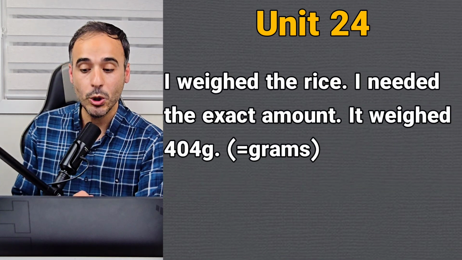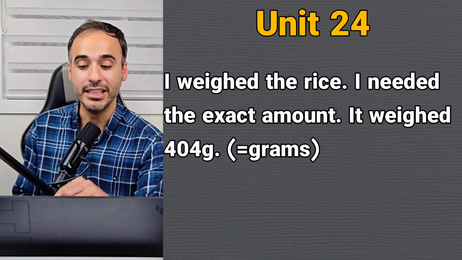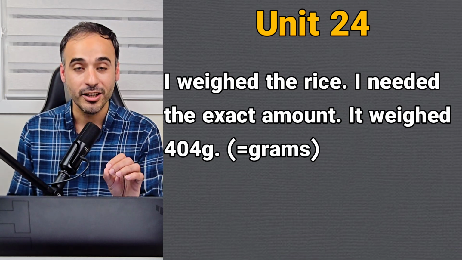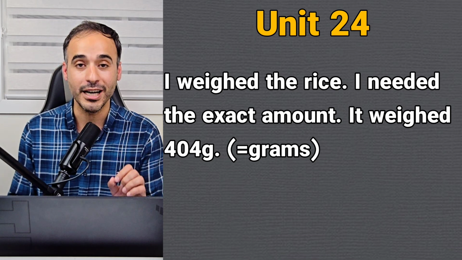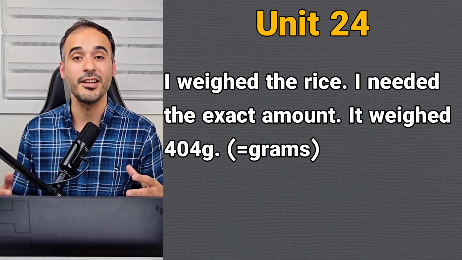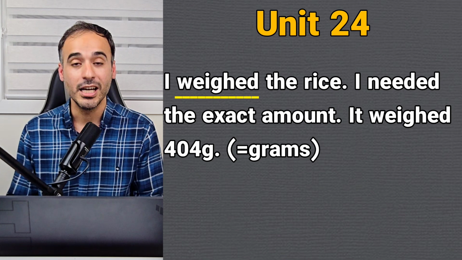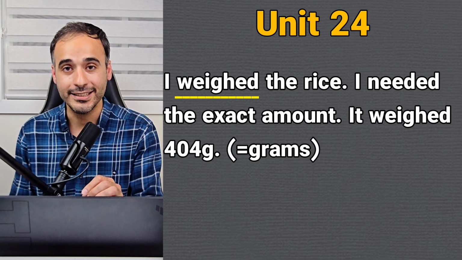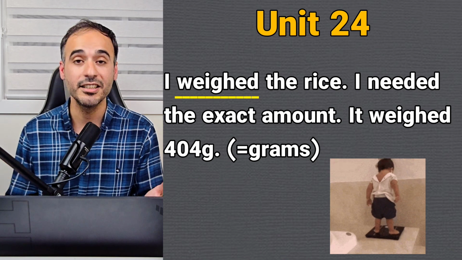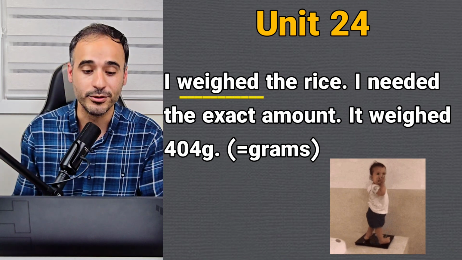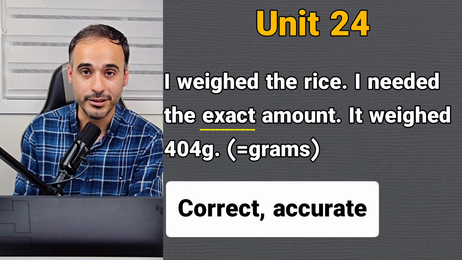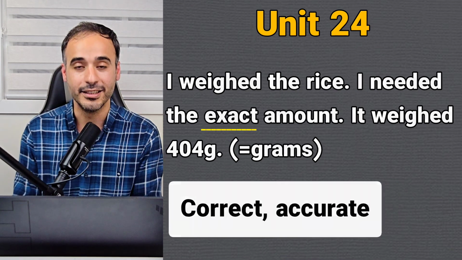Next, I weighed the rice. I needed the exact amount. It weighed 404 grams. So here you can see that weigh is a verb. I weighed the rice. It means I wanted to see what the weight is. I needed the exact amount. So exact means correct, accurate, and the adverb is exactly.